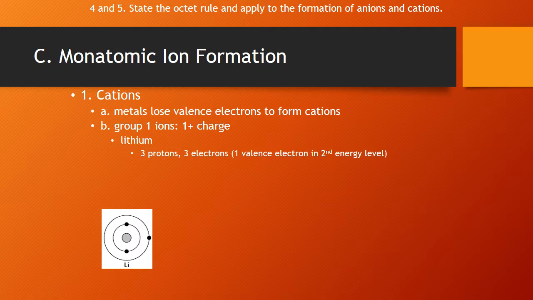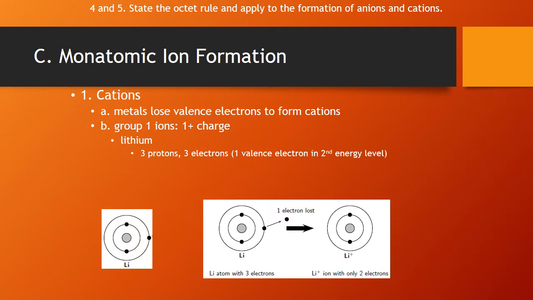So here would be a picture of lithium. So really what we're looking at here, this gray circle in the middle represents the nucleus, and that's where all the protons and neutrons are. And those we're really not concerned with in our discussion here. And then it has 2 energy levels. The first energy level with 2 electrons, denoted by the black dots there. The second energy level with the 1 valence electron.